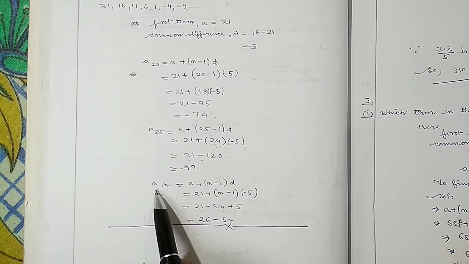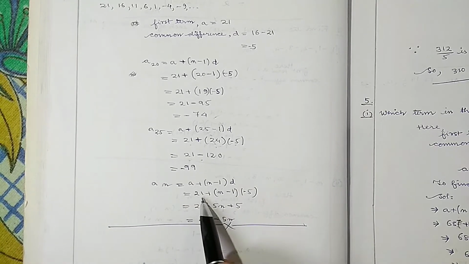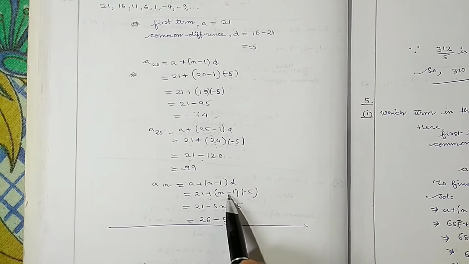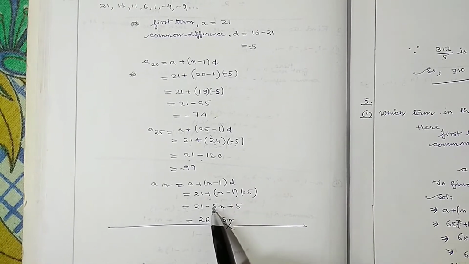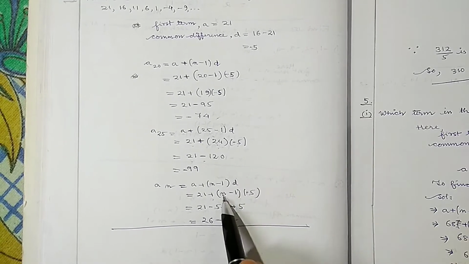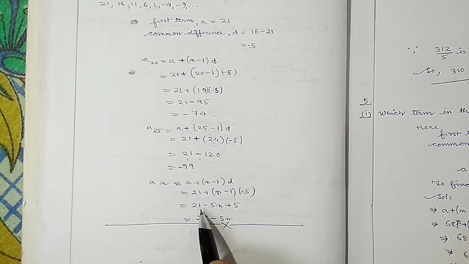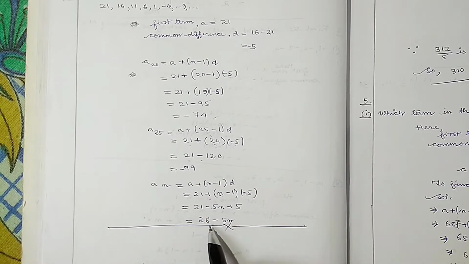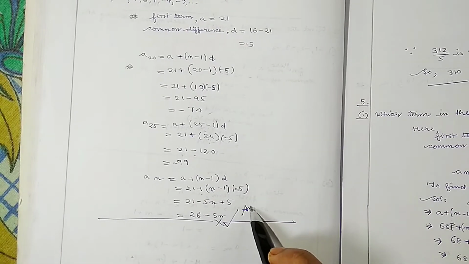And for the nth term, the formula is A plus n minus 1 into D. A, 21 we know, plus n minus 1, D is -5. 21 minus 5n, multiply 5 into n, 5n, and minus 5 into minus 1 is plus 5. Now 21 plus 5 will be 26. 26 minus 5n. This is the required answer.